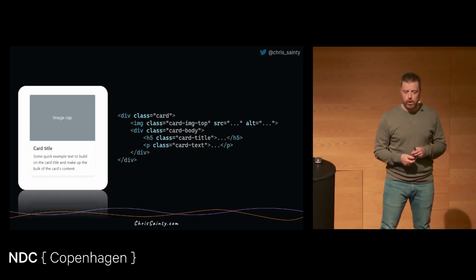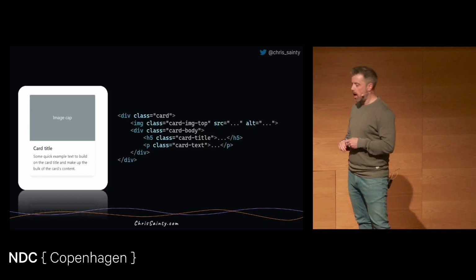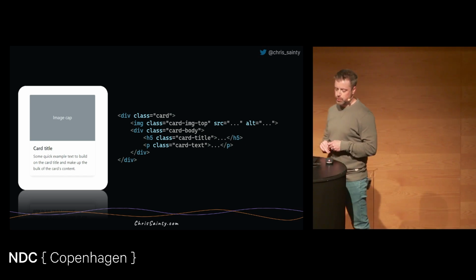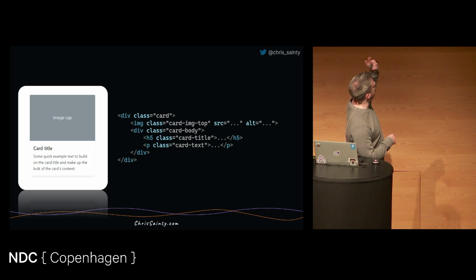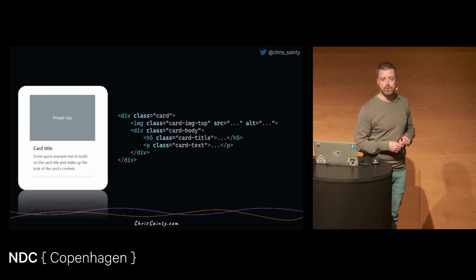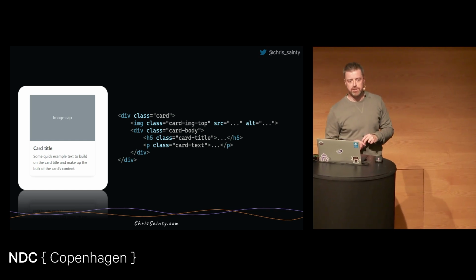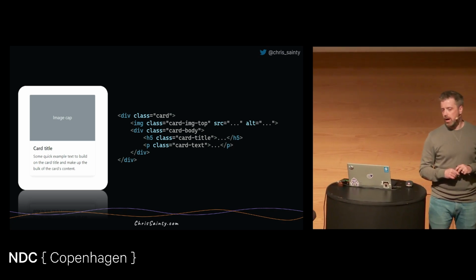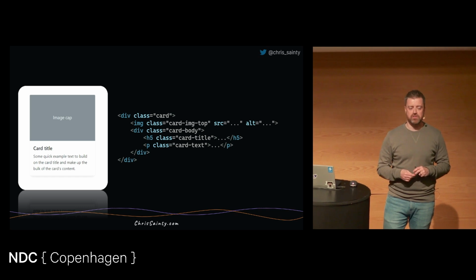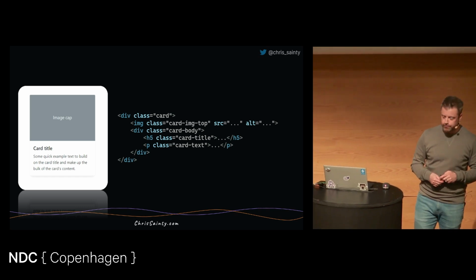So let's actually look at a real-world example of Tailwind. So I was talking about card components from Bootstrap. So this is actually a card component from Bootstrap. So this is taken from their docs. That is the markup that you need, and that will produce that card you see on the left-hand side of the slide. Pretty straightforward. But what would this look like if we wanted to do it with Tailwind CSS?